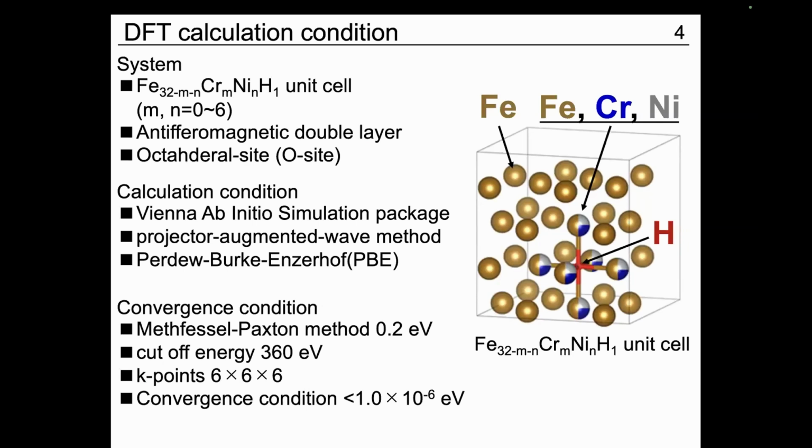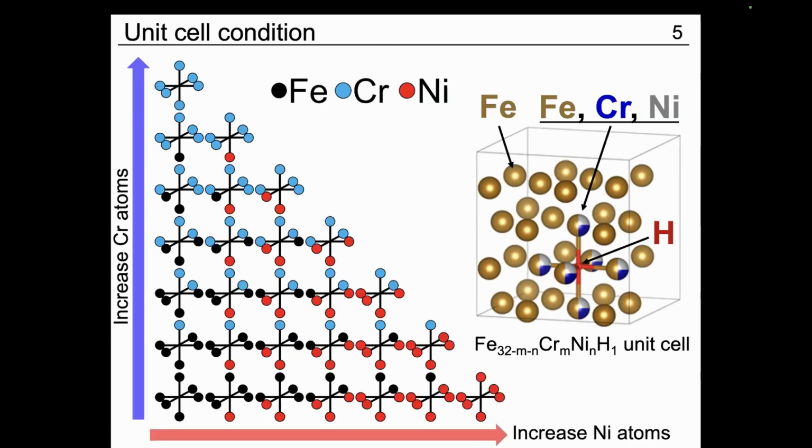This is the calculation condition. In this study, we use the TASK software under the following condition. And we calculated the hydrogen absorption energy at the octahedral site consisting of iron, chromium, and nickel in this cell. And by changing the local atomic configuration of the octahedral site, we investigated the interactive effect between chromium and nickel atoms on the hydrogen absorption energy.